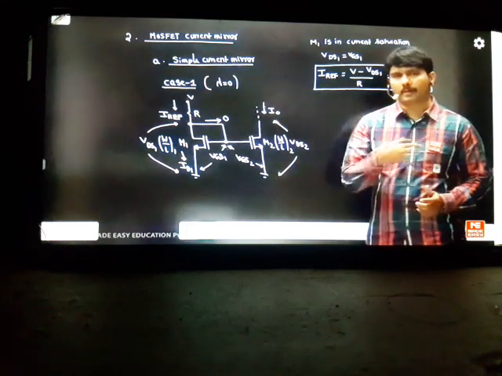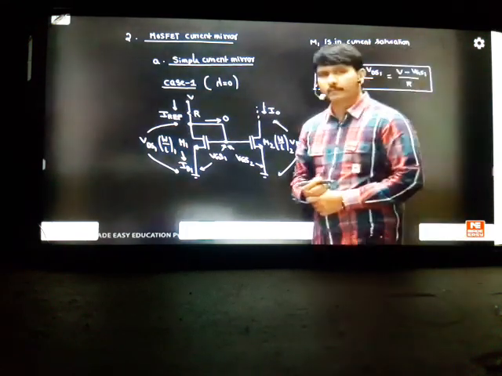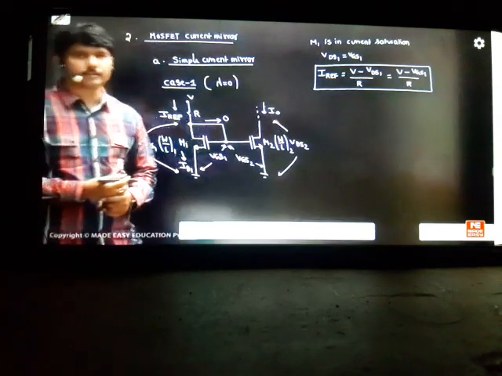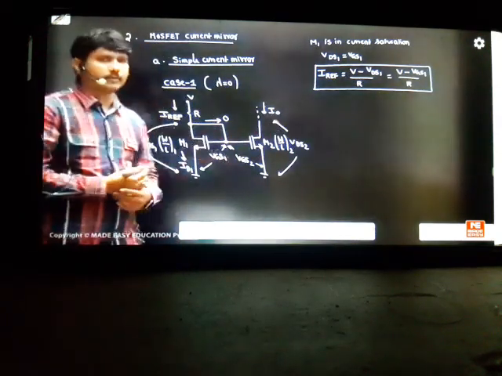In MOSFET we don't require that. Automatically the current will be 0 because gate current never enters into the MOSFET because of the oxide layer. That is the greatest advantage of MOSFET theory. So any number of loads you connect, the current will not go to the gate voltage.